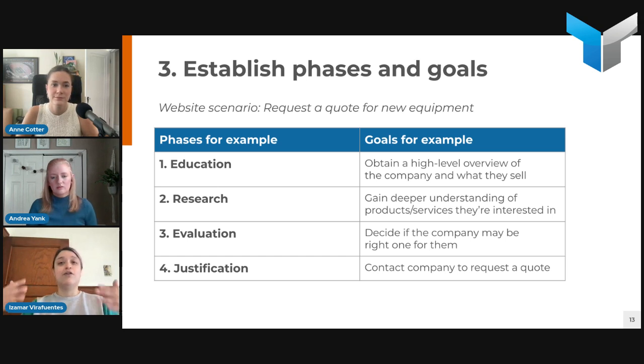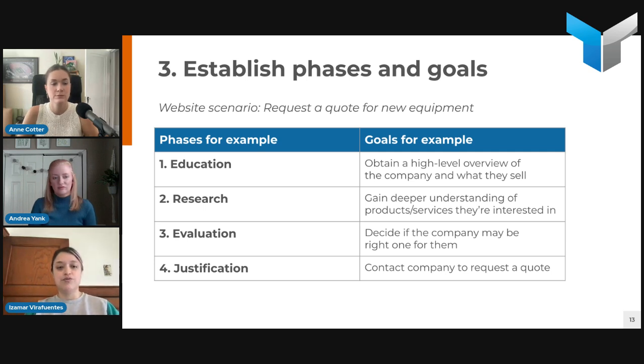So then, going back to the example of requesting a quote, here are some typical phases for that example. You have four phases. You start in your education phase, then research, then evaluation, and then justification. I put an example of each goal for that phase, so it's just a very high level overview. For example, the goal of your first phase, education, is to get a high level overview of the company, who you are, what you sell. And then maybe they could look a little bit at your products to see, all right, this is possible. We're going to bookmark it.